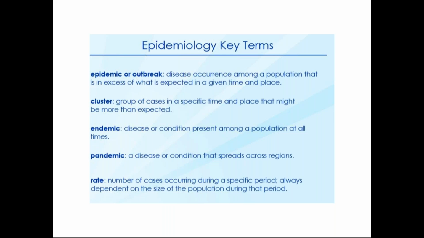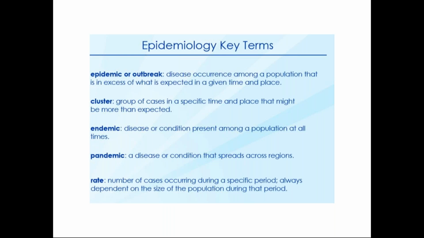Then a pandemic is a disease or condition that spreads across regions. That's why coronavirus is called a pandemic. It's not called an epidemic, it's not called an endemic, it's not called a cluster. It is called a pandemic. Why? Because just within 4 months, it has spread across the world. From January till now, every part of the world, even the Antarctic regions, already has the virus.